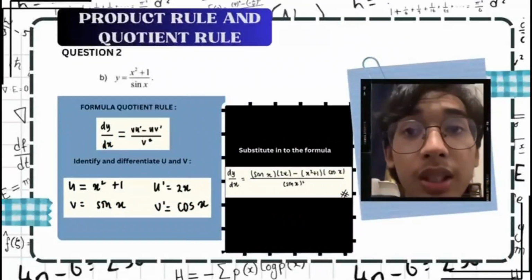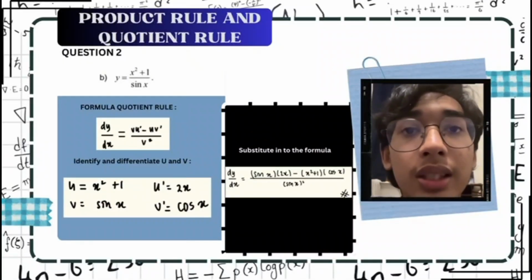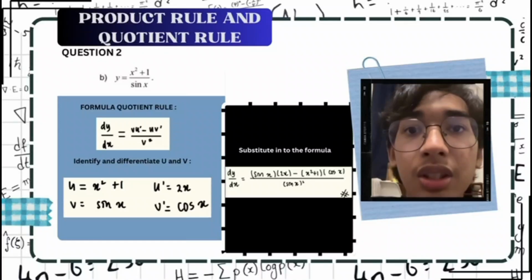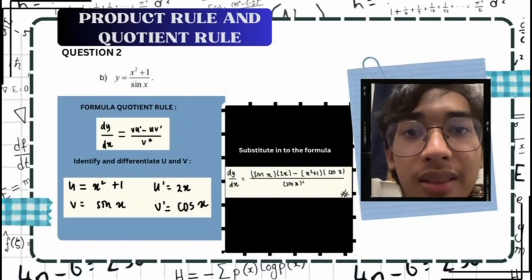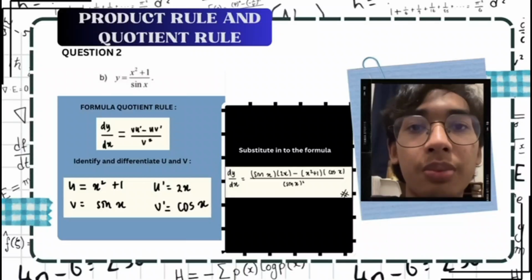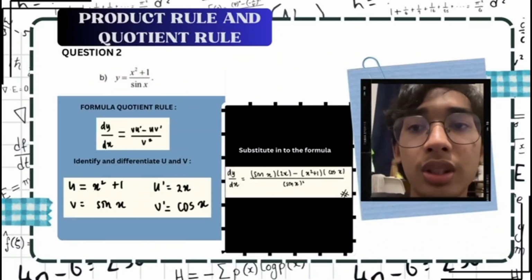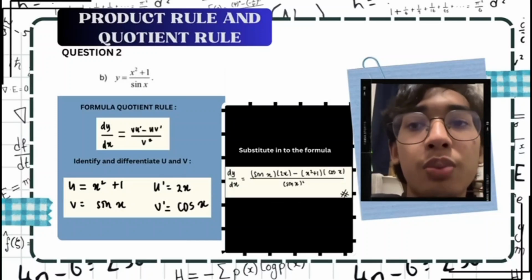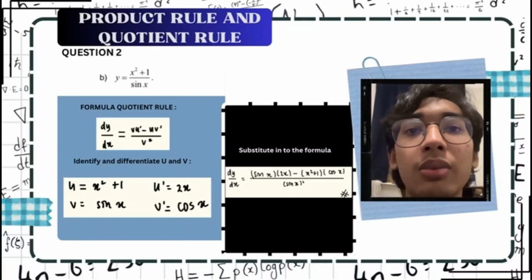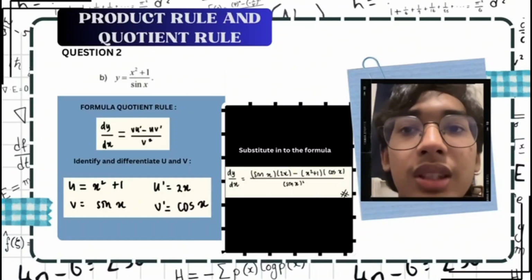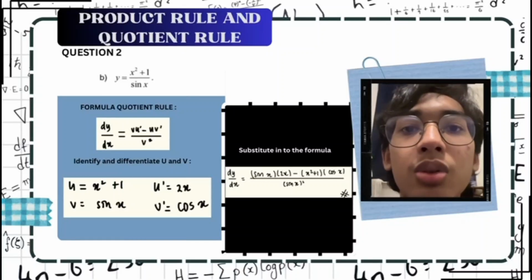For question 2b, y equals (x squared plus 1) over sin x. The function is in the form of a fraction, so I use the quotient rule, which is dy over dx equals (v u prime minus u v prime) over v squared. Here, we identify it into two parts. u equals x squared plus 1 and v is sin x. Now, I differentiate both parts. The derivative of u is u prime equals 2x. The derivative of v is v prime equals cos x.